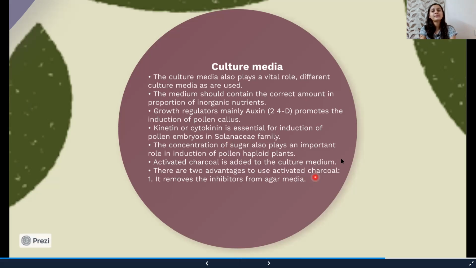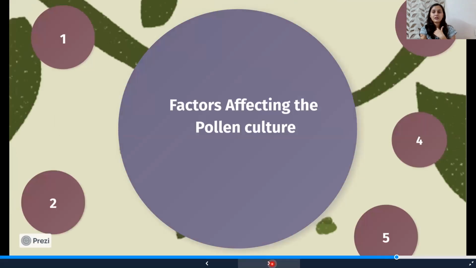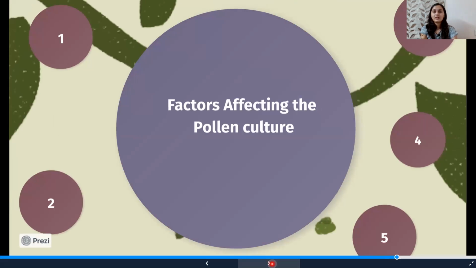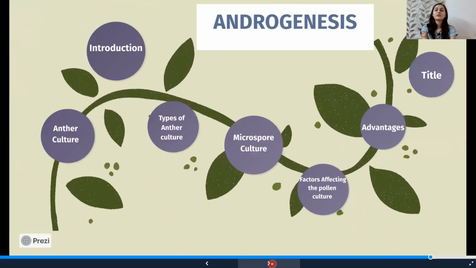The concentration of sugar also plays an important role in induction of pollen haploids. Generally, activated charcoal is added to the culture media. There are two reasons why: it removes the inhibitors from the agar media, and as it removes the inhibitors, it will induce the growth of the callus culture and then results in formation of pollen culture. So this was about factors affecting the pollen culture.